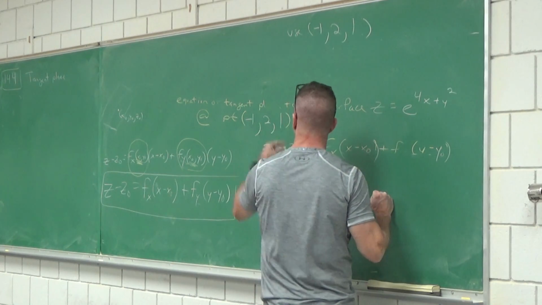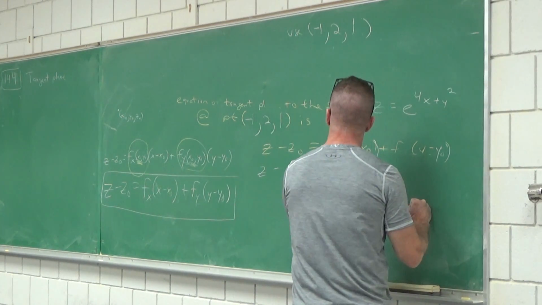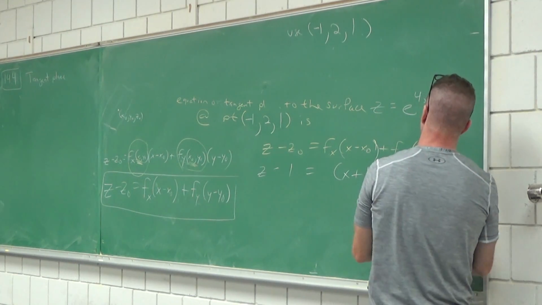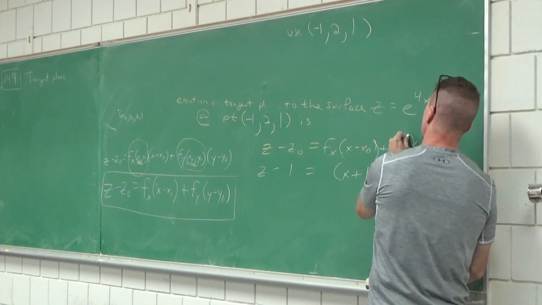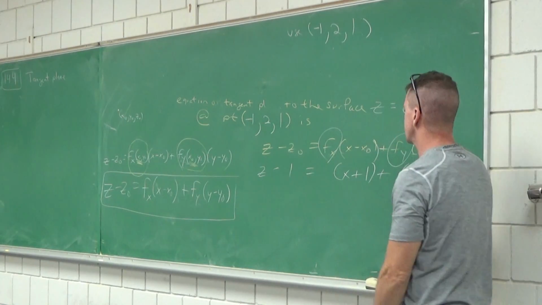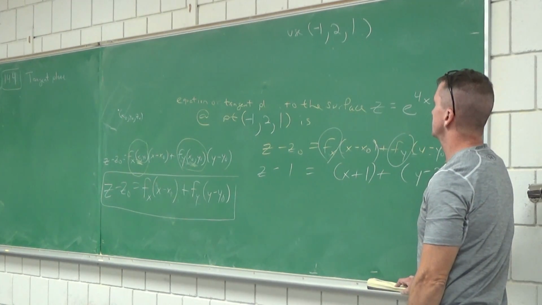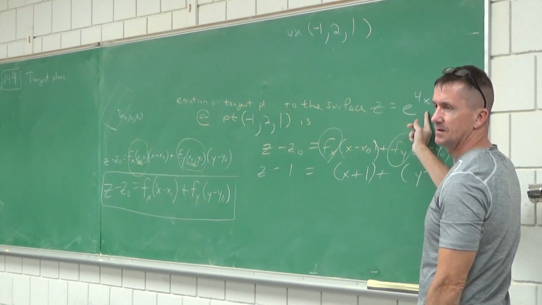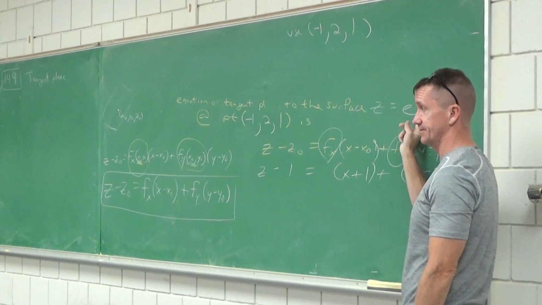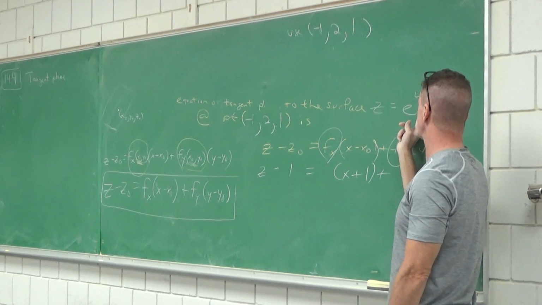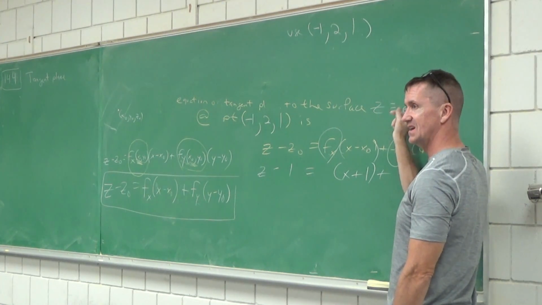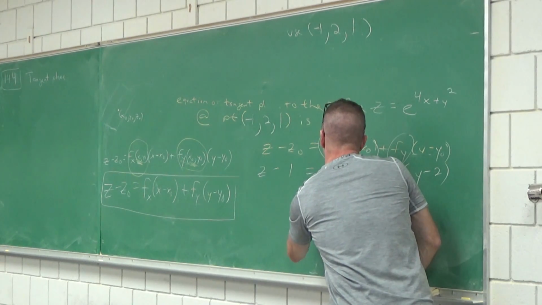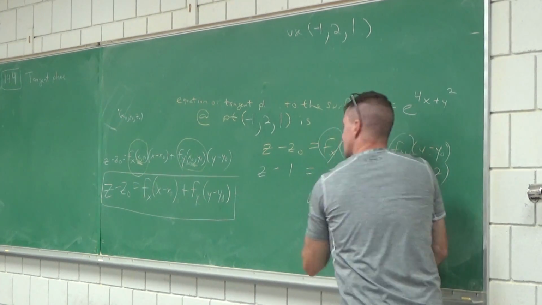It's pretty easy. z minus 1, x plus 1, y minus 2. What's Fy, and what's Fx? And then we'll plug in the points. So what's the partial derivative with respect to x? 4 times e to all this junk. Nice. 4e to the 4x plus y squared.